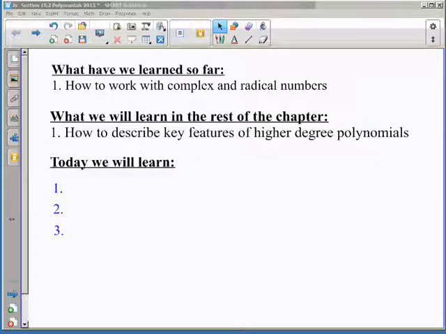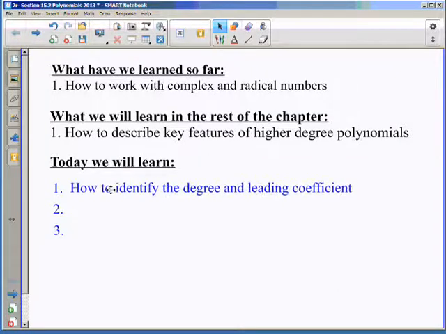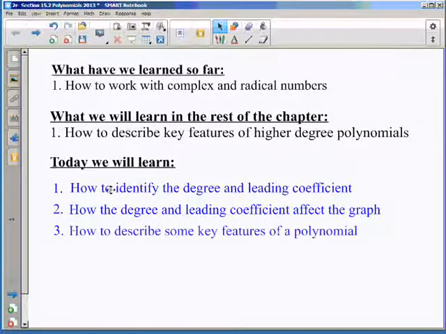You've seen them as linear, quadratic, maybe even cubic. And then later in the chapter we'll do something with rationals, which means similar functions but with negative exponents. So, to get going, today what we want to learn is how to identify the degree and leading coefficient of a polynomial, how the degree and leading coefficient will affect the graph, and how to describe some key features of a polynomial.